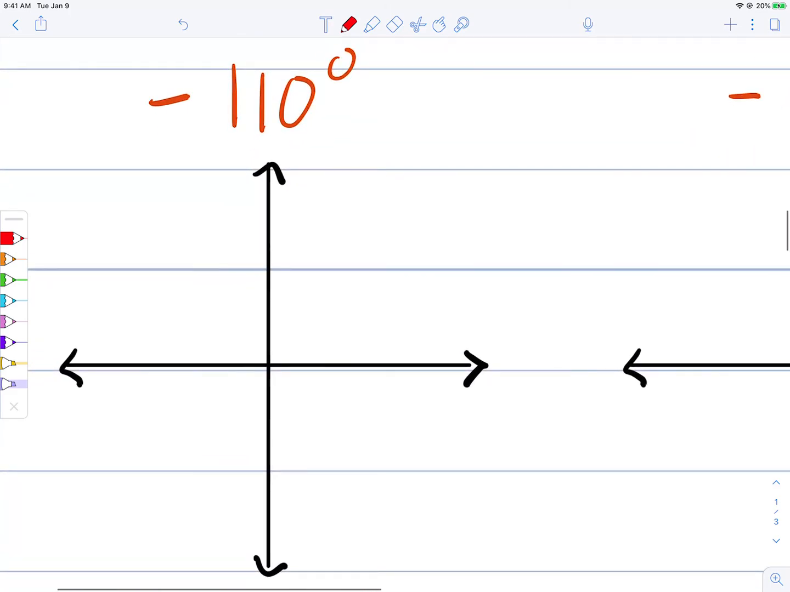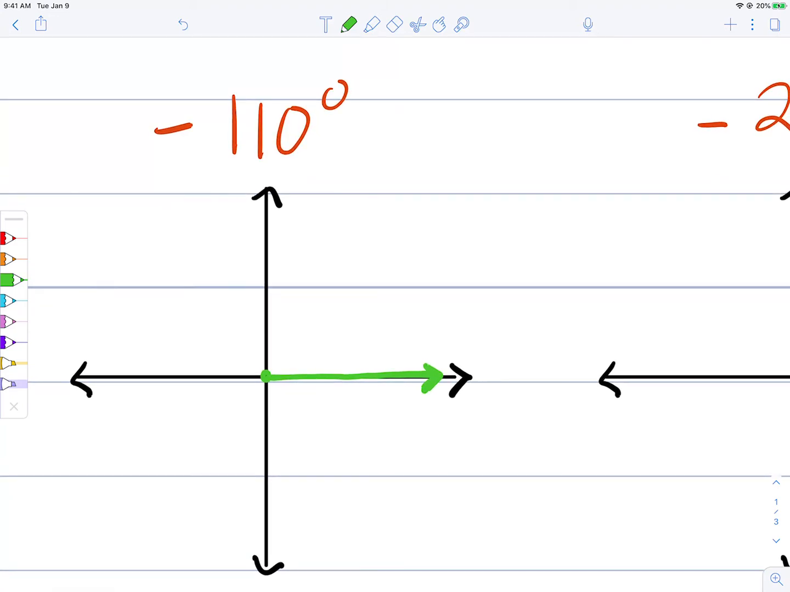Negative 110. So I'm going to draw my initial side. Now, I do know 90 goes straight down, so beyond 90, it is 20 degrees further because 110 minus 90 means 20 degrees further. So I need to go about 20 degrees further than 90. So this is my 90 plus another 20 more, and those are in the negative direction because it's going in the clockwise direction, which is the negative degrees.